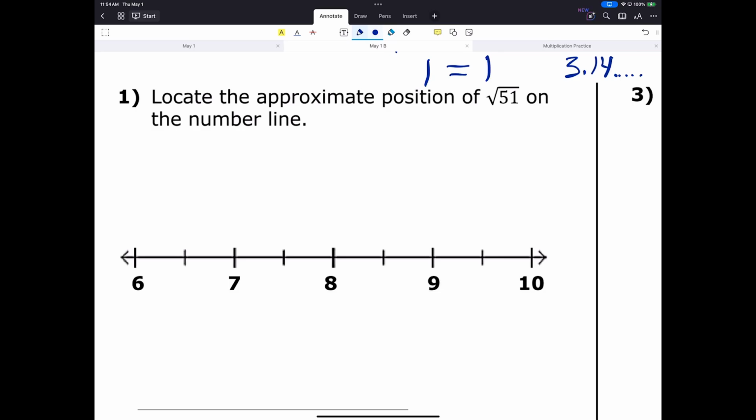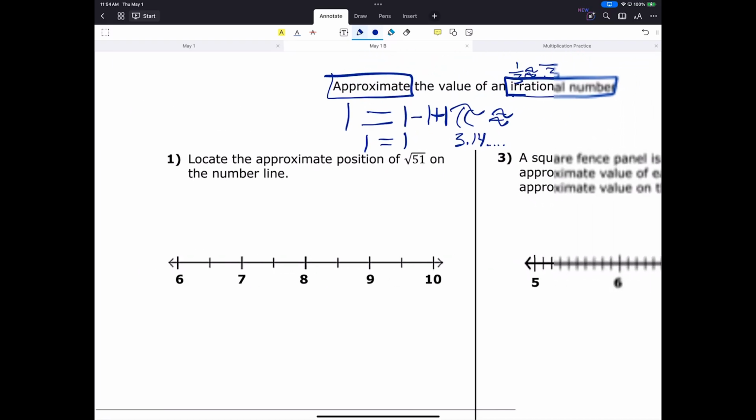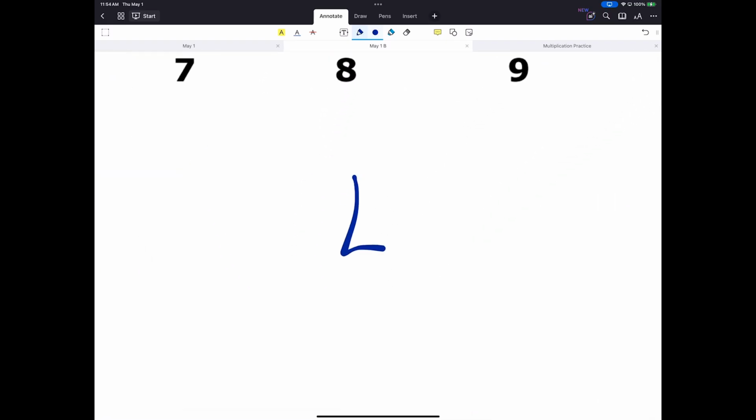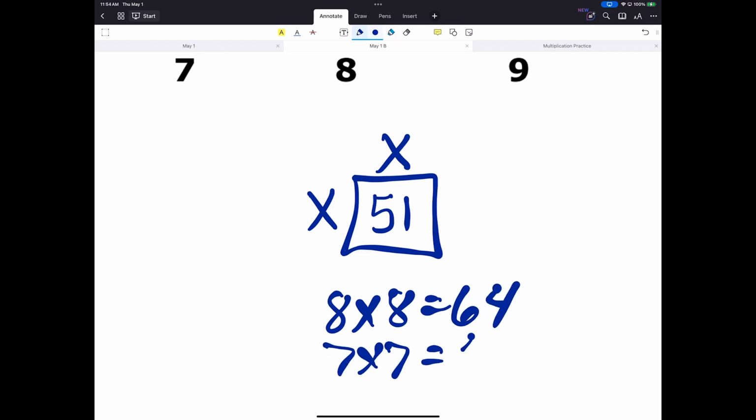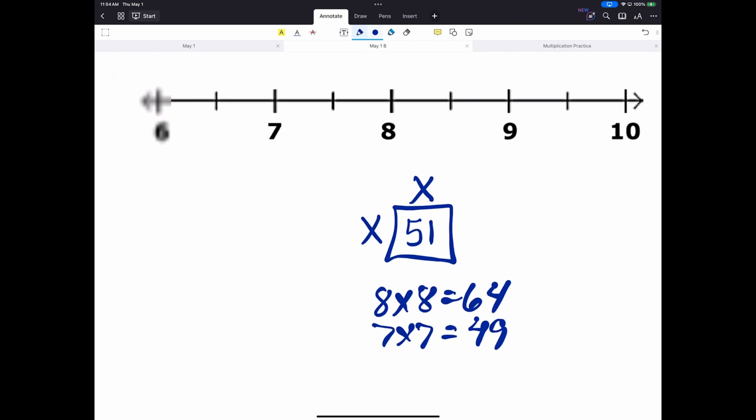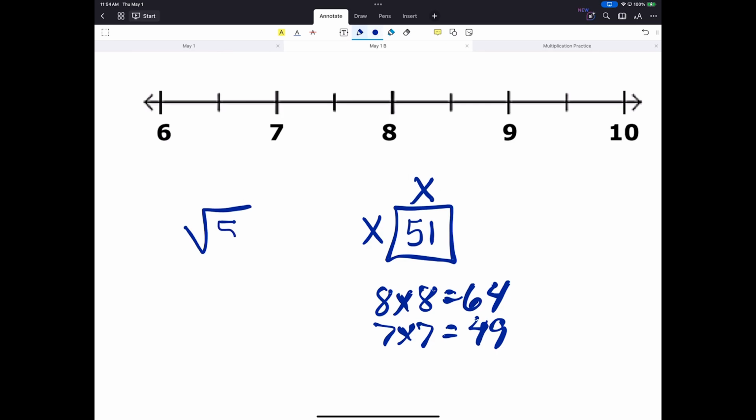Locate the approximate position of the square root of 51 on the number line. If you remember from the lessons, here we have a square. The square root means the side of the square. So if they say, what's the square root of 51? It means this number multiplied times itself should give you 51. Well, I know that 8 times 8 gives me 64. That's too big. 7 times 7 gives me 49. That's pretty close.